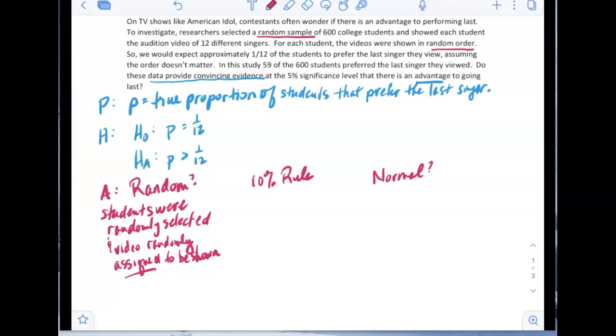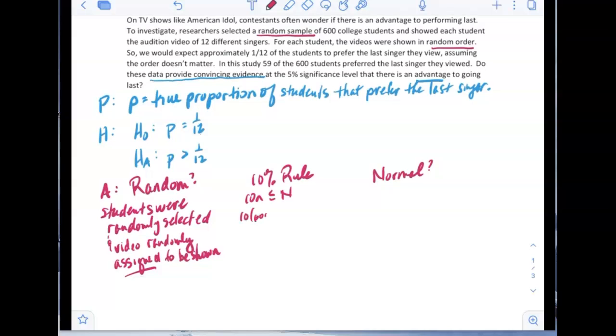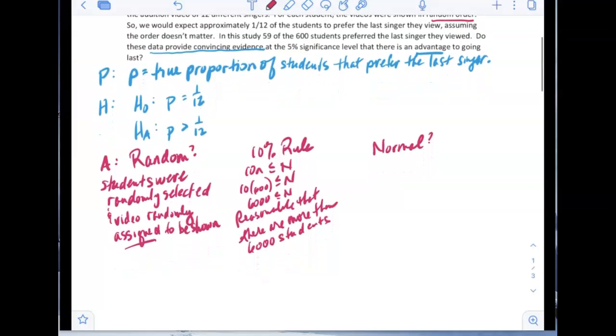Okay, 10% rule, this is the one about little n and big N. So we want to make sure that what we are sampling is less than 10% of the entire population. We looked at 600 students, so I would say it is reasonable that there are more than 6,000 students. And then normal, remember, changes whether it's a proportion or means problem.